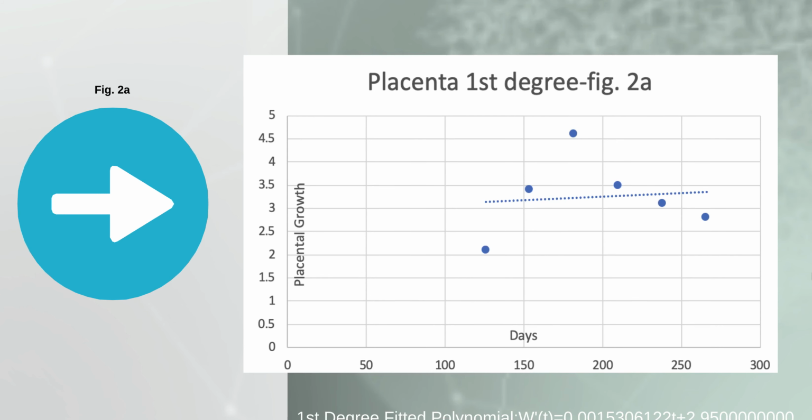The placenta R value was 0.009, which is not close at all to the desired 1, so the dots did not hit the line at all once again.